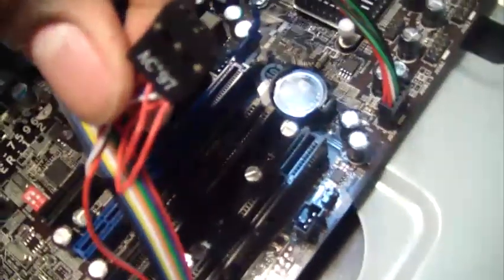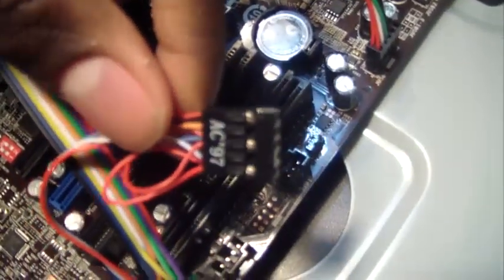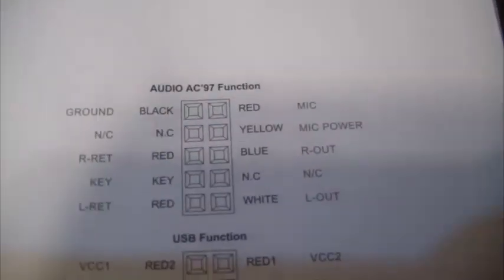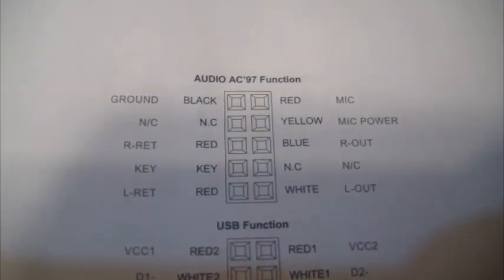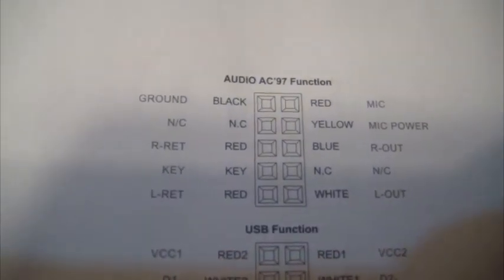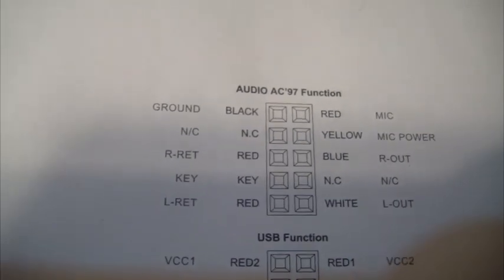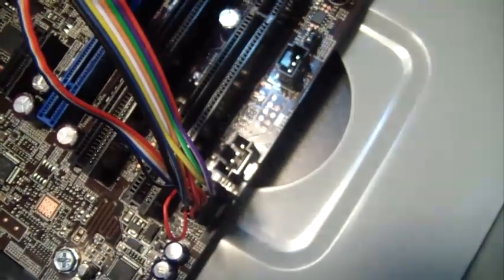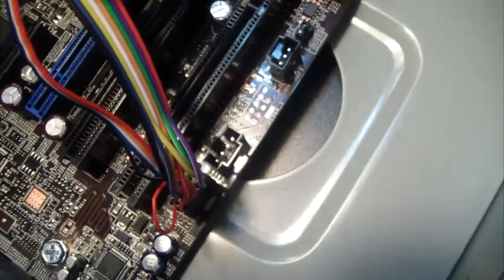It came with AC97, but if I look in the book here, it looks like it's audio too. See AC97, it looked like it's audio too. Mic power, left out, left return, you know, into the ground. So it looks like that's for audio too. But I'm gonna try the HD first to see what happens, and then if I get my headphones and everything working by the time my computer works, then I know I did the right thing. Let's get to the next step.